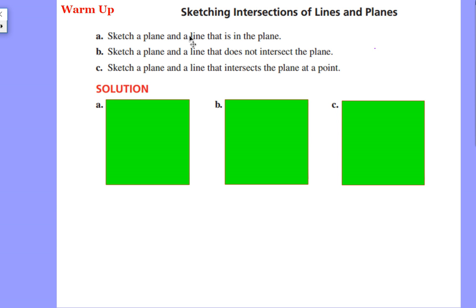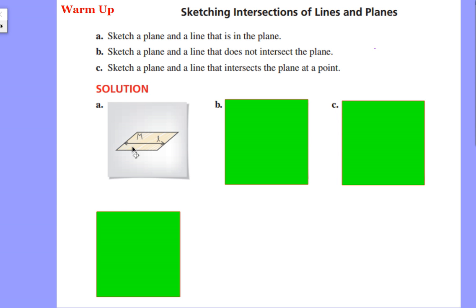So a line in the plane means that all of the points on the line are inside the plane. So we have to draw it in a way in which all of our points are on that plane. We are not necessarily saying that these are intersecting through at one point. These are containing all of the points on that line.